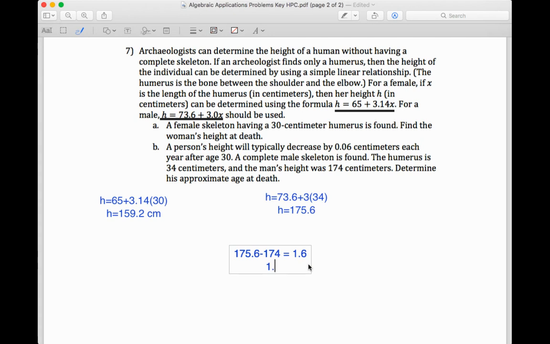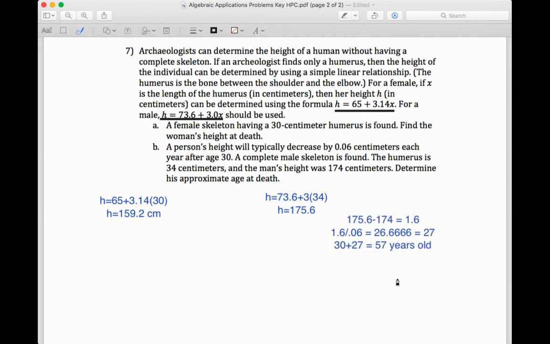I'm going to take that 1.6 then, and divide it by the decrease in height each year after they turn 30, which is 0.06. Divided by 0.06, that tells me that he is 26.6 years past the age of 30. We're going to go ahead and round that to 27. That doesn't mean he's 27 years old, because the decrease starts happening after the age of 30. So he's actually 30 plus 27, which gives me a total of 57 years old.